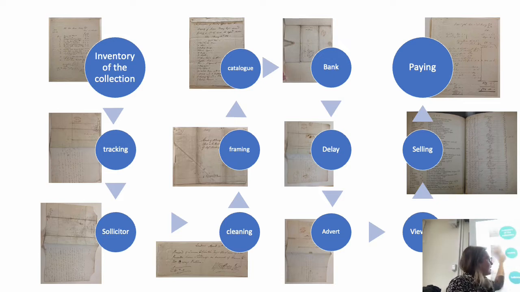Here, I'll explain this one. I've made a complicated slide about the paper trail of an auction sale. This is James Barry, the artist, auction sale, a sale of pictures and prints. And you can see that it starts from the inventory all the way to further than just the selling, but also the paying to the heirs.